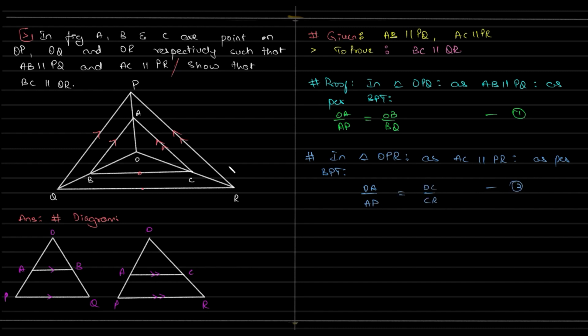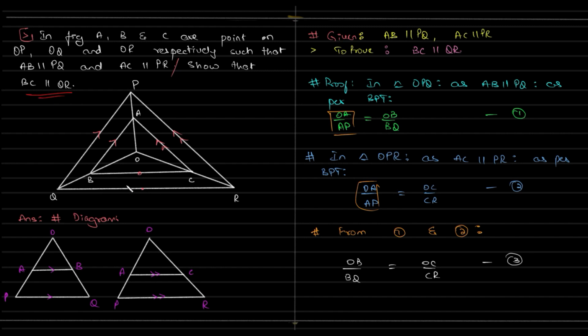That's my equation 2. Now all you have to do is pause and think. From 1 and 2, what is it that we can conclude? Is there a negotiator? Yes, there is one. We have the negotiator, and so this will be equal. How does it help? We'll see. OB by BQ is equal to OC by CR. So let's keep it aside. Let's go back to the question. We have to prove that BC and QR, these two are parallel.